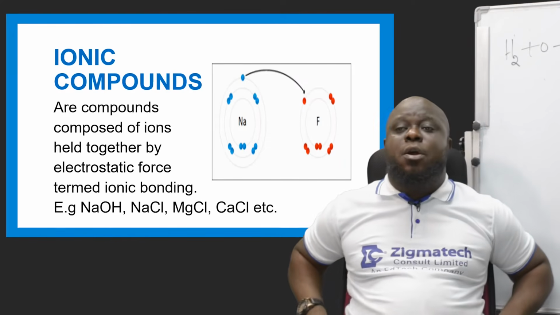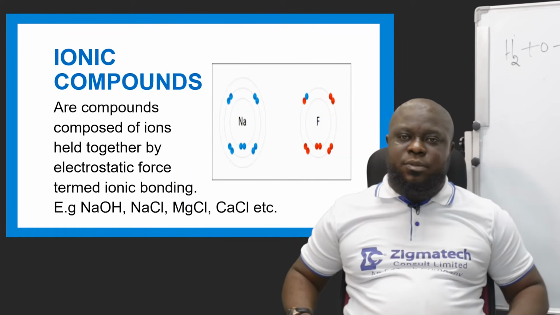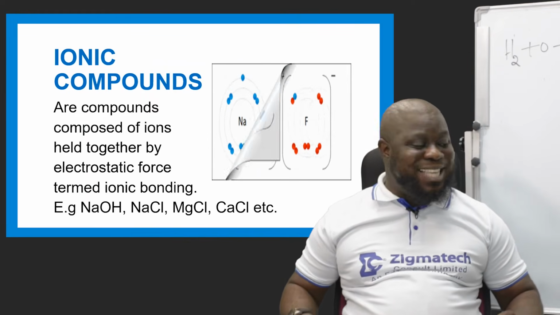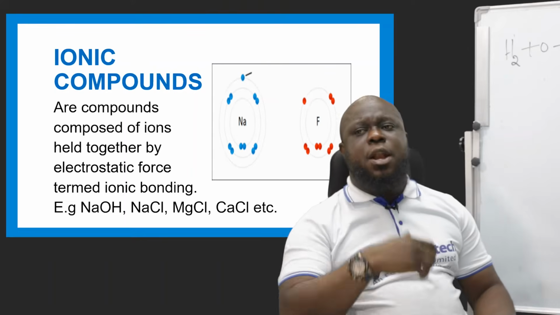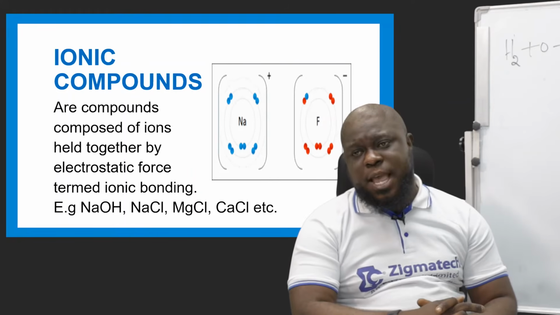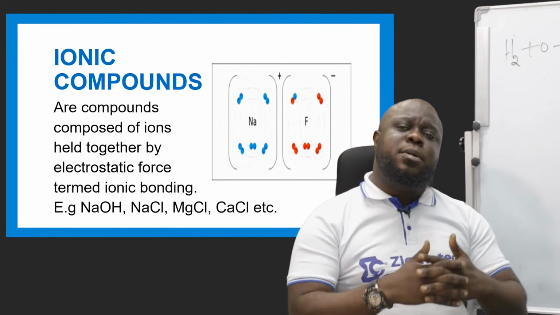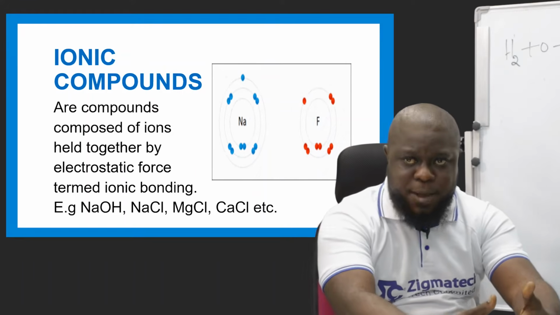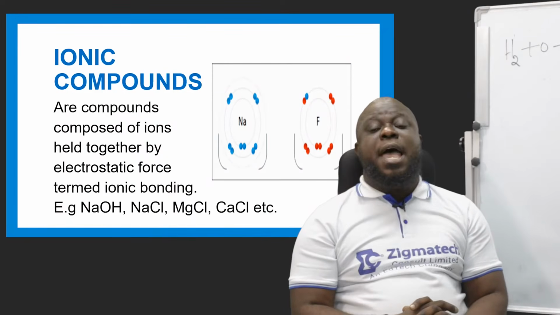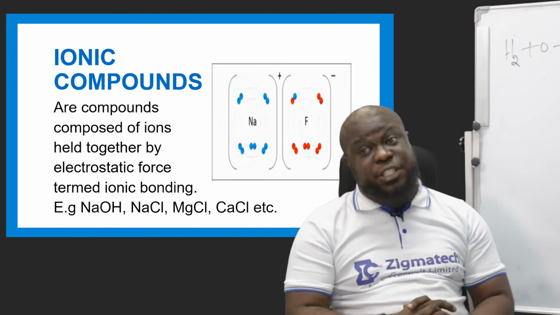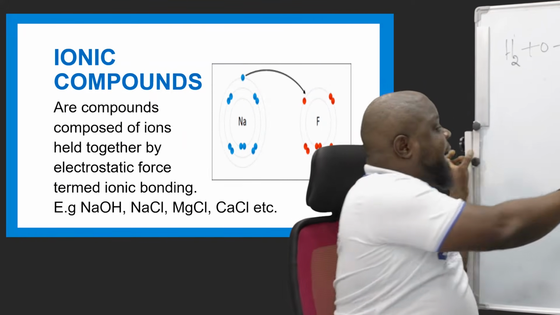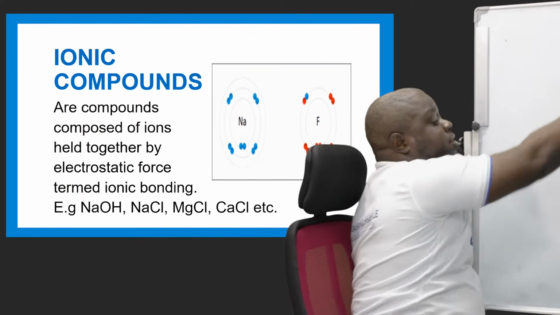Now the next one is ionic compounds. Ionic compounds are composed of ions held together by electrostatic force termed ionic bonding. Now, this ionic compound, they are talking about the exchange of charges. We talked about double displacement reaction. The double displacement reaction most times produces ionic compounds. Now, exchange of charges, exchange of ions. If you check on your screen, you will see that there's an exchange of ions.